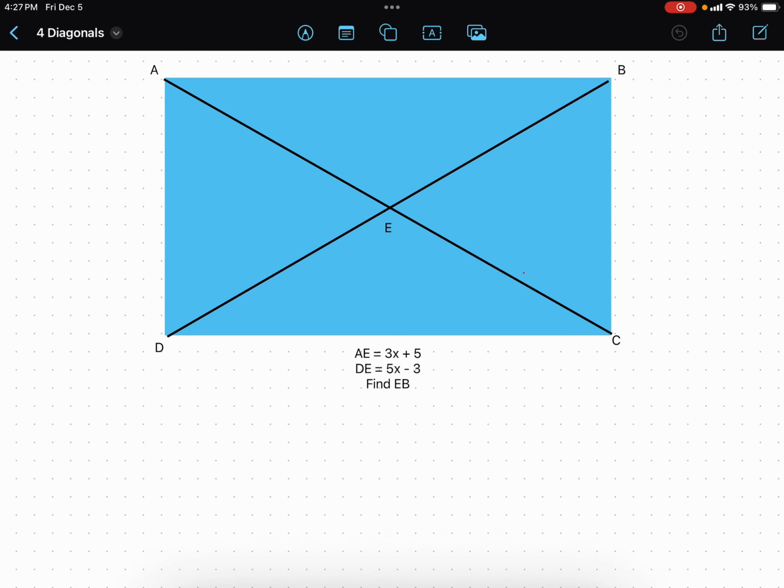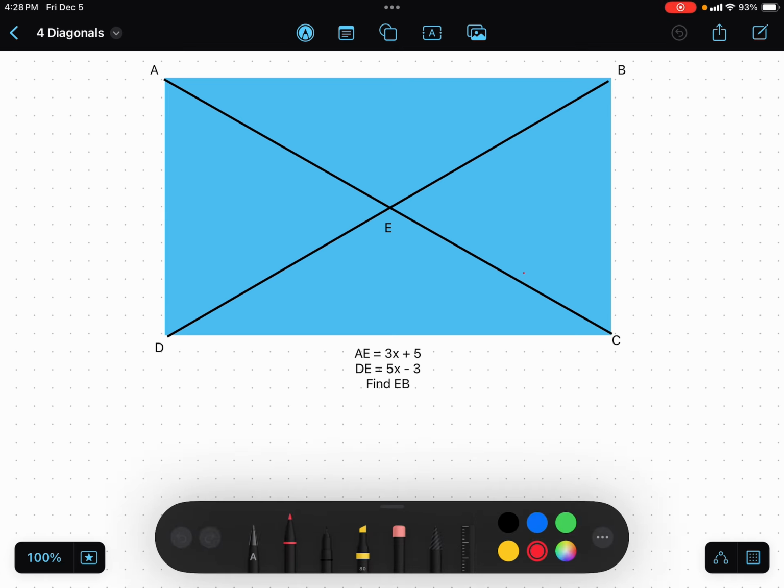Let's look at a different diagonals problem here. Here we're looking at parts of diagonals. Here AE is 3x plus 5, and DE is 5x minus 3. So we know that in a rectangle, the diagonals are not only equal in length, they are also bisected, because a rectangle is a type of parallelogram where diagonals are bisected. So all 4 of these lines that meet up here in the middle at E are going to be congruent.